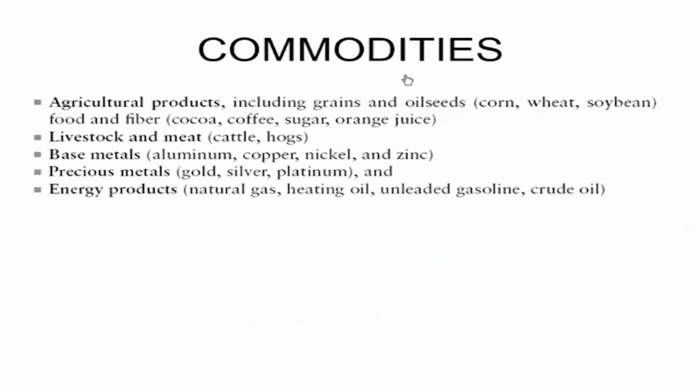We will now understand forwards and futures on commodities. So a commodity essentially is any product. They can be agricultural commodities, grains, oilseeds, corn, wheat, soybean, coffee, sugar. There can be livestock and meat. That's also a commodity. Base metals, aluminium, copper, zinc. Precious metals like gold, silver, platinum. Energy products, natural gas, crude oil are all examples of commodities.